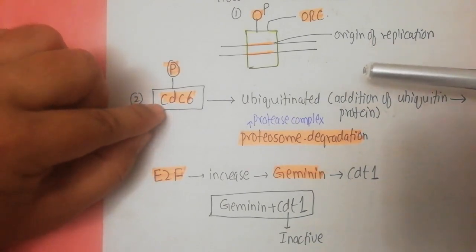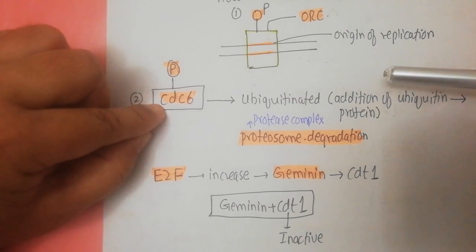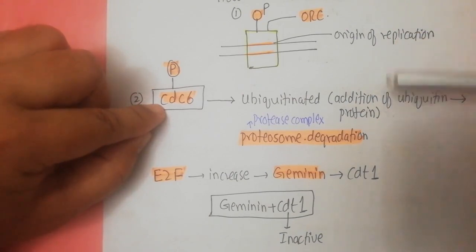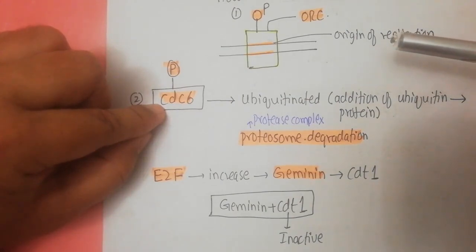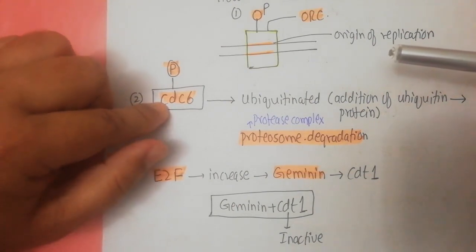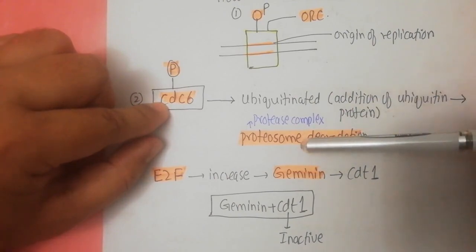So if you look at CDC6 at this particular time, once you have started the replication of the DNA and fired from a particular origin, you do not want to restart replication from that origin. You do not need CDC6, so you add a ubiquitin protein to CDC6 and you degrade it with the help of the proteasome.